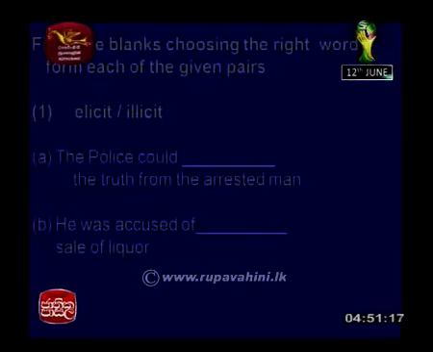Illicit. Yes, Rebecca, will you spell it out? ILLICIT. Yes, it is the correct answer. For the first one, the police could elicit the truth from the arrested man. For the second one, he was accused of illicit sale of liquor. Illegal, illicit. Right. Let's go to the second one.